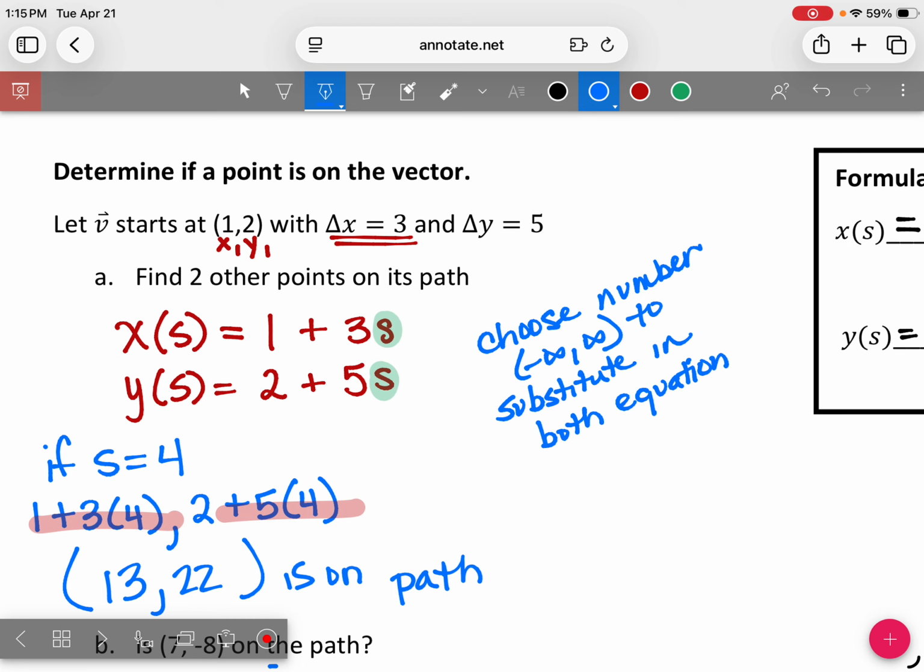Okay, Makara, give me another number. Any number? 6. All right, let's do 6. I want everybody to substitute it in to see what your ordered pair would be if s is 6.